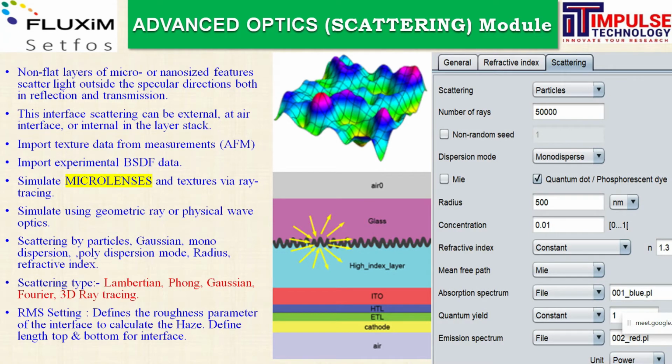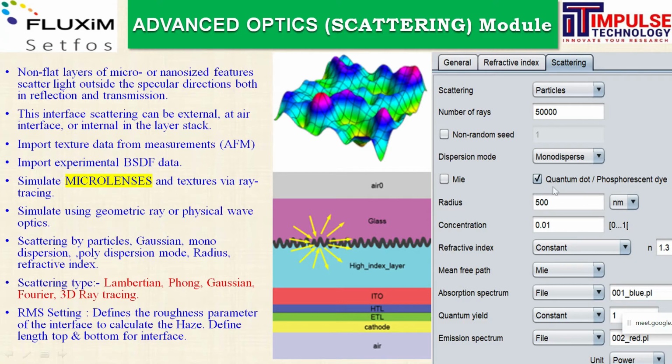And in this scattering module, you can define the RMS, root mean square, setting, roughness parameter, and interface parameters, to calculate the haze, top and bottom diffusion length parameters. Like you can see on the screen, you can define this scattering, number of particles, number of nanoparticle effects, and this is 3D texture data that is included in between the glass layer and the high index layer.